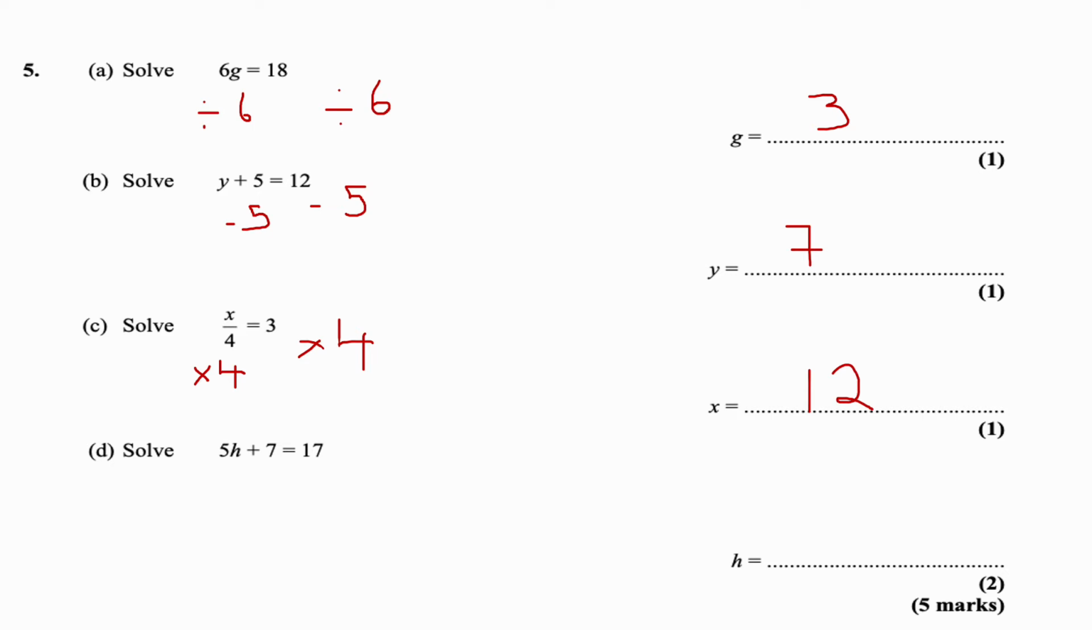Part D, solve 5h plus 7 equals 17, while subtracting 7 on both sides, guys, to balance the equation respectively. I get 5h is equal to 10, dividing both sides by 5, guys, I get that h is equal to 2, guys.